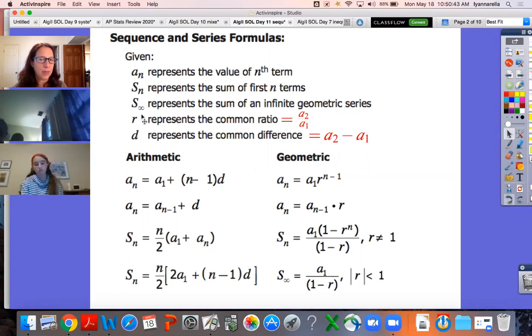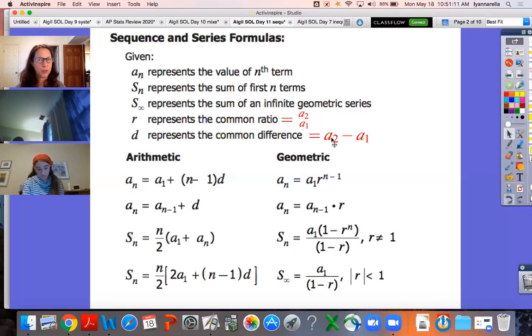S sub infinity means that you have an infinite geometric series. It can never be arithmetic. It can only be geometric. And you're summing it up to the infinite terms. So there's a special way we do that for r's between 0 and 1. Your R value is any term divided by the term in front of it. So that would be A2 over A1 or A3 over A2 or A4 over A3 and so on. That's the common ratio. The difference is the common difference between terms.